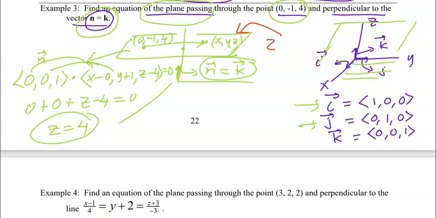z equals 4 is that plane. So my final answer is going to be z equals 4. I know I stopped writing at the end, but z equals 4 is my final answer. All right, I'll stop here.